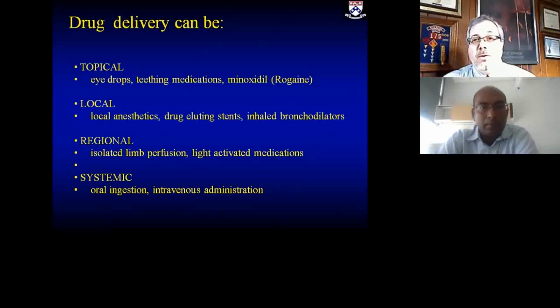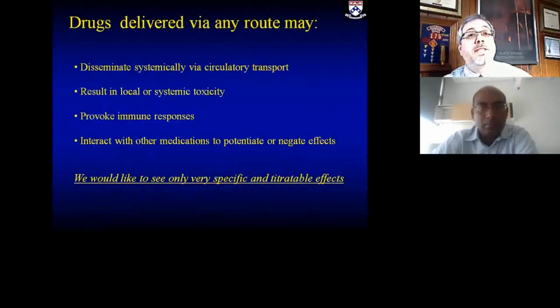We deliver local anesthetics. We implant drug-eluting stents into the coronary artery circulation. We have inhaled bronchodilators that are directed to specific sites in the body. We can give drugs in a regional way. For instance, there are surgical techniques to deliver drugs for malignant melanoma to an isolated limb that's affected by the disease. And we all take systemic drugs by oral ingestion or by intravenous administration. So drugs being delivered by any of these routes disseminate systemically via our circulatory system.